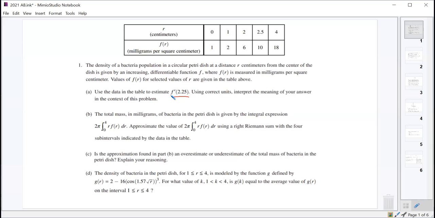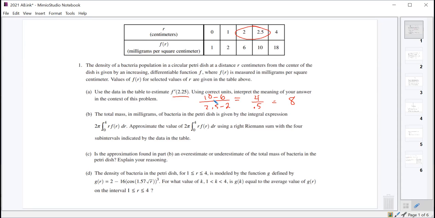So this is very similar to many of the other problems we've done, where you just need to take the values in the chart and find the average rate of change on the interval that surrounds 2.25. So we will do 10 minus 6 over 2.5 minus 2. You'll get 4 over a half, or 8. Using correct units, interpret the meaning of your answer.